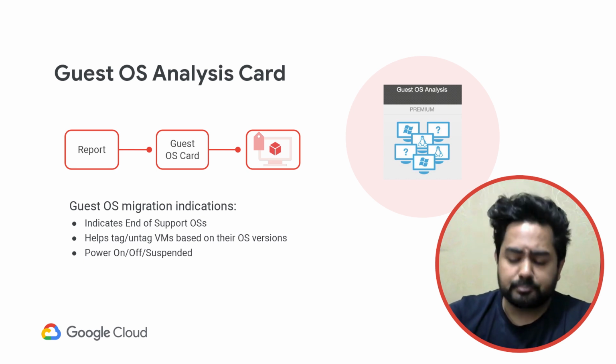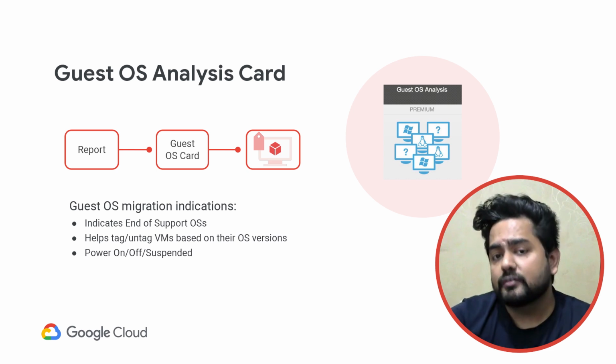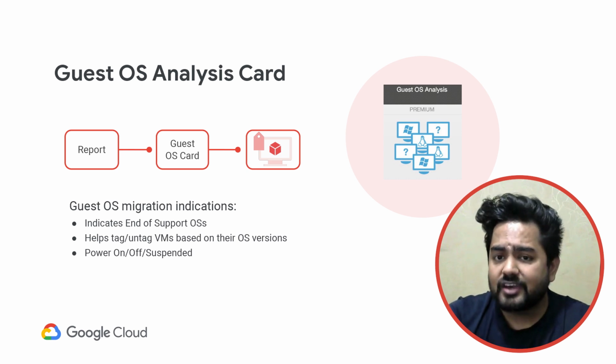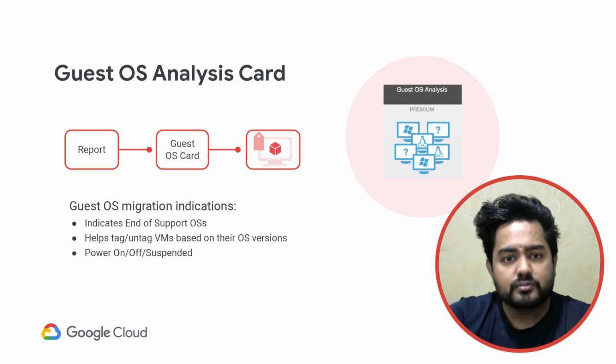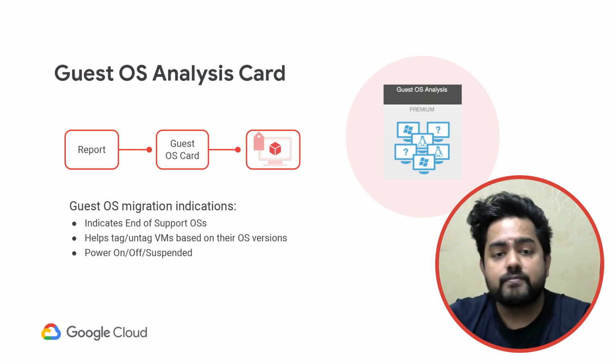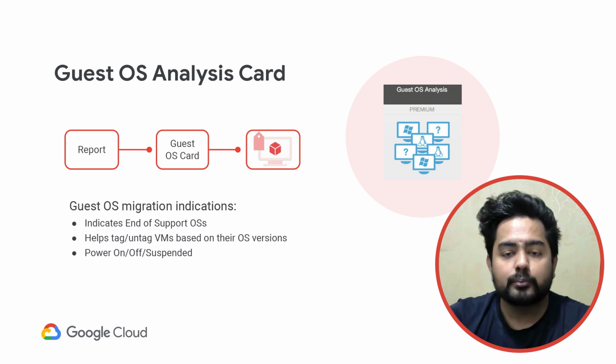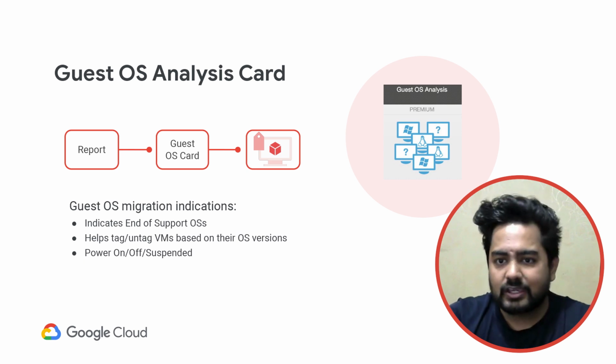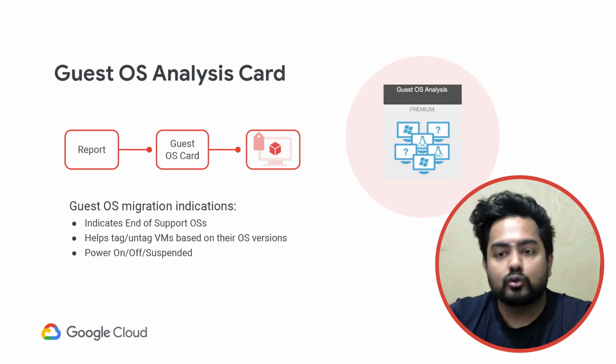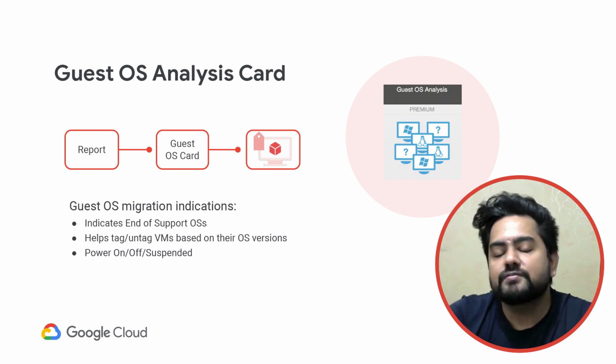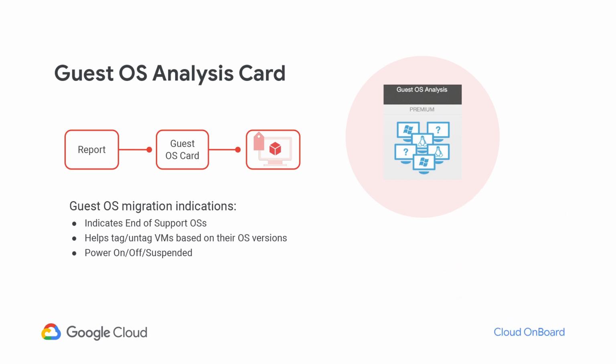We know that each environment is going to be different, correct? And this guest OS analysis card can provide you a filtering mechanism that will help you do bulk tagging or untagging of all those VMs that are running a specific version of an operating system. Let's say you have an operating system licensing agreement for a specific operating system which cannot migrate to the cloud because of those terms and conditions or certain criteria. And how would you know that? Let's say you're planning a migration, how would you know that?